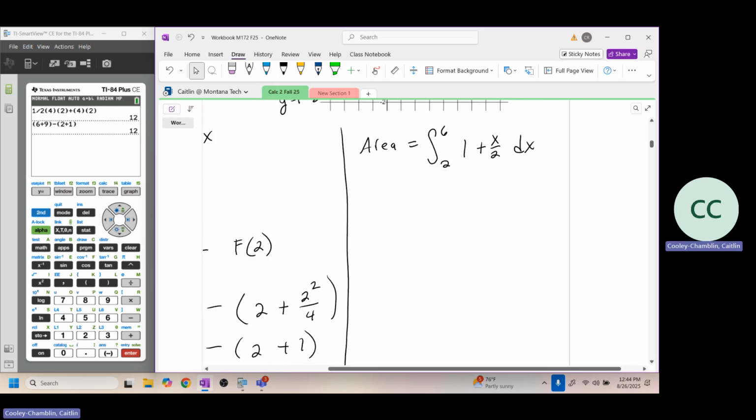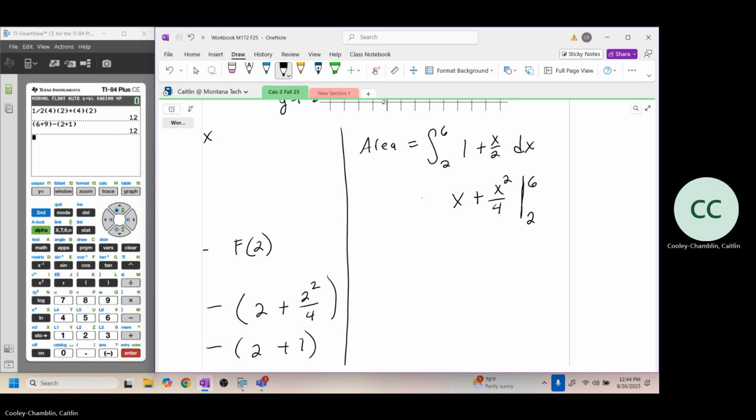We're going to write this up formally. So I'm going to find my antiderivative. We're not going to worry about the bounds right now. And we get x plus x squared over 4. That's my antiderivative, but now I'm saying my area equals this, so I really need to include my bounds somewhere. So I'm going to draw a straight line at the end and say evaluated from 2 to 6. So my bounds come down behind a straight line. I'm going to take this function and evaluate at 6 and 2.